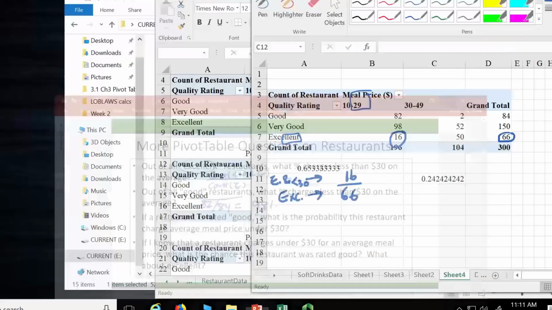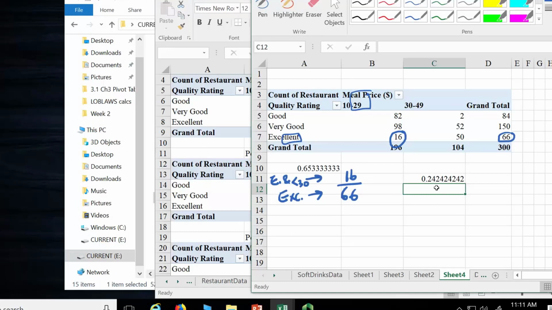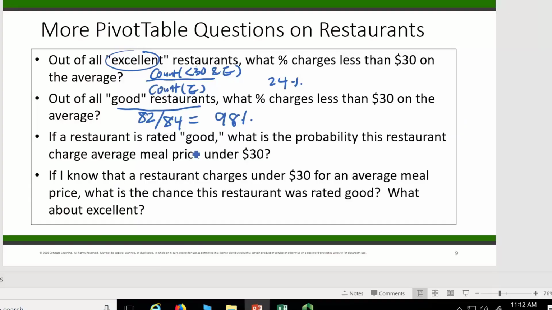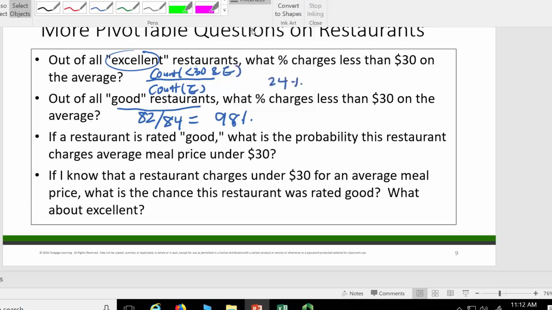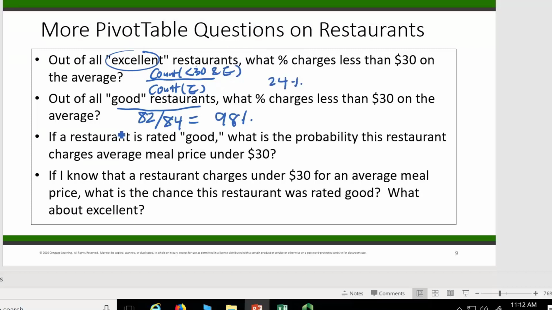Okay, and let's look at these numbers again. Let's just make sure we know where these numbers came from. The 82 is here, and then divided by 84, so that was that part. And then here, if the restaurant is really good, what is the probability this restaurant charges average meal price under $30? The if part is already given. You know, if it says if blah blah blah, so if this has already happened, what is the chance of this other thing happening?